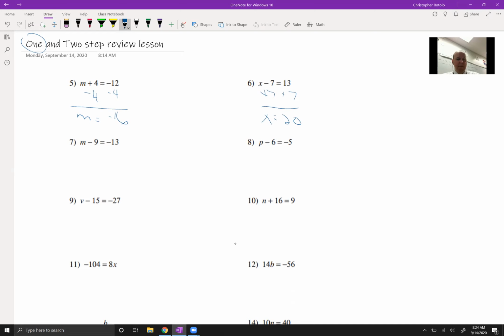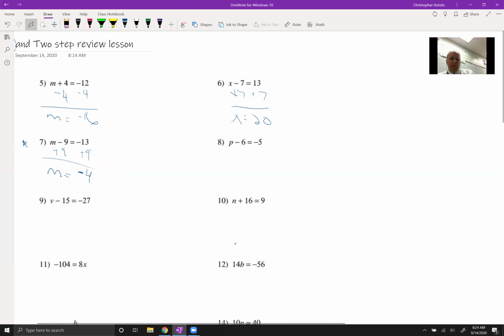All right, so in our next one, we have m. We're taking away 9. So the opposite of taking away 9 is, of course, to add 9, right? So we're going to add 9. All right, just be careful here. Negative 13 and positive 9, right? If I owed you $13 and I paid you 9, I still owe you $4. So be careful with that. We're going to start off with a lot of addition and subtraction here, you see.